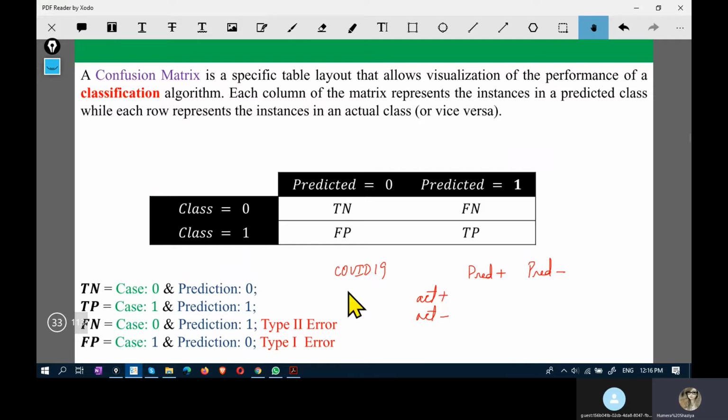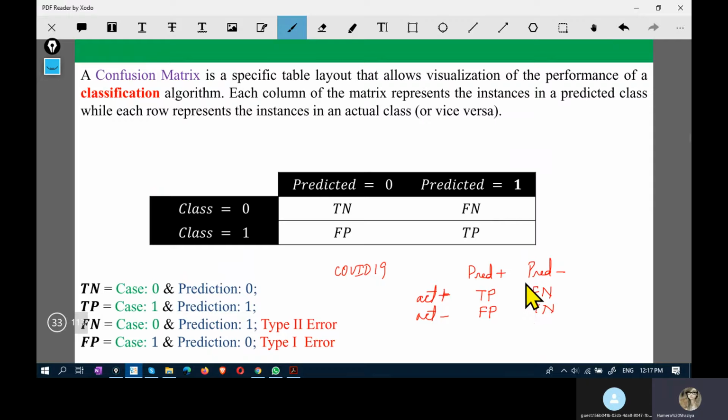there are patients. If actually they have the disease and our model has predicted that they have the disease, it is true positive. If actually it is positive and predicted is negative, it is false negative. If actually it is negative and predicted is positive, it is false positive. Actually it is negative, but falsely it has been predicted as positive. And if actually it is negative and predicted is negative, it is true negative.